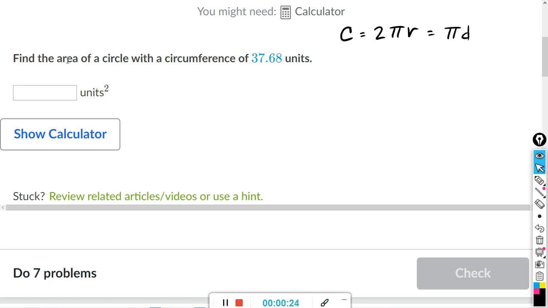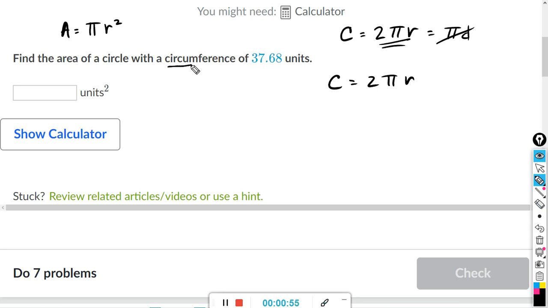In order to find the area, the formula for the circle is pi times r squared. Since we need r for the area, I am going to use the formula for circumference with r, so we're not going to use the one with d. So circumference equals 2 times pi times r.